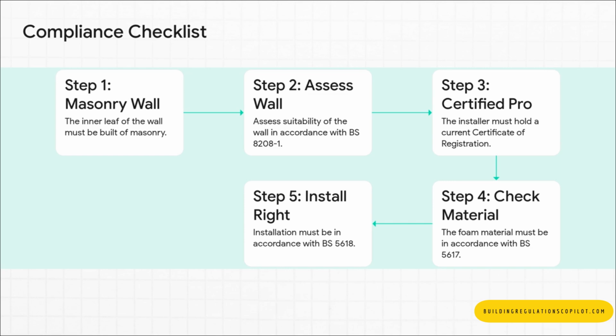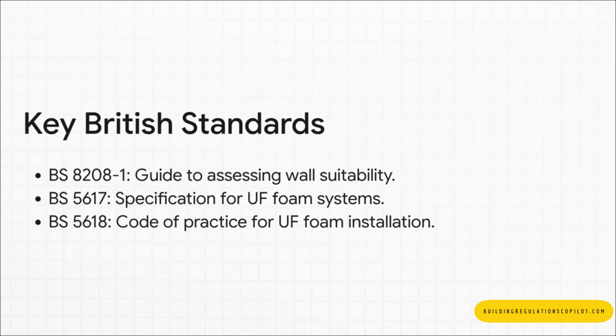It's a really comprehensive, layered approach to safety. And all those numbers you see on the screen, the BS this and BS that, those are the key British standards that make this whole process work. Just think of them as the super detailed rulebooks for the steps we just talked about. They specify exactly how to assess the wall, the quality the foam needs to be, and the precise method for installing it. It ensures everything is done by the book.